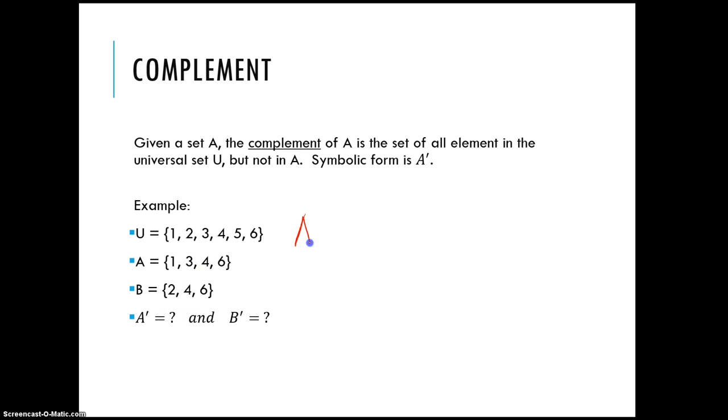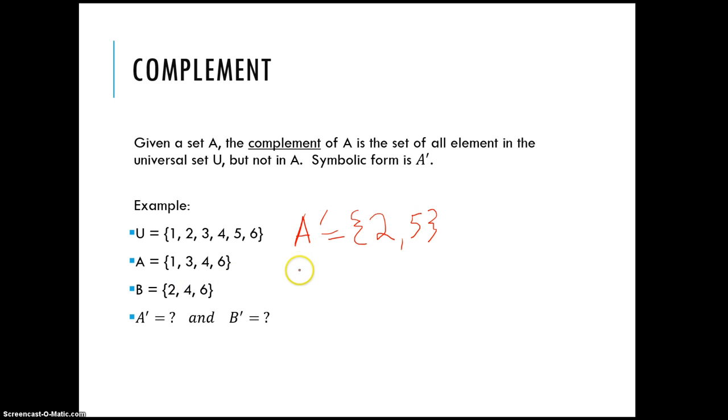So then A complement would be the set of things that are in the universal set that are not in A. So for example, 2 is in the universal set, but it is not in A. It looks like 5 would be the other number that would be in the set of A complement.